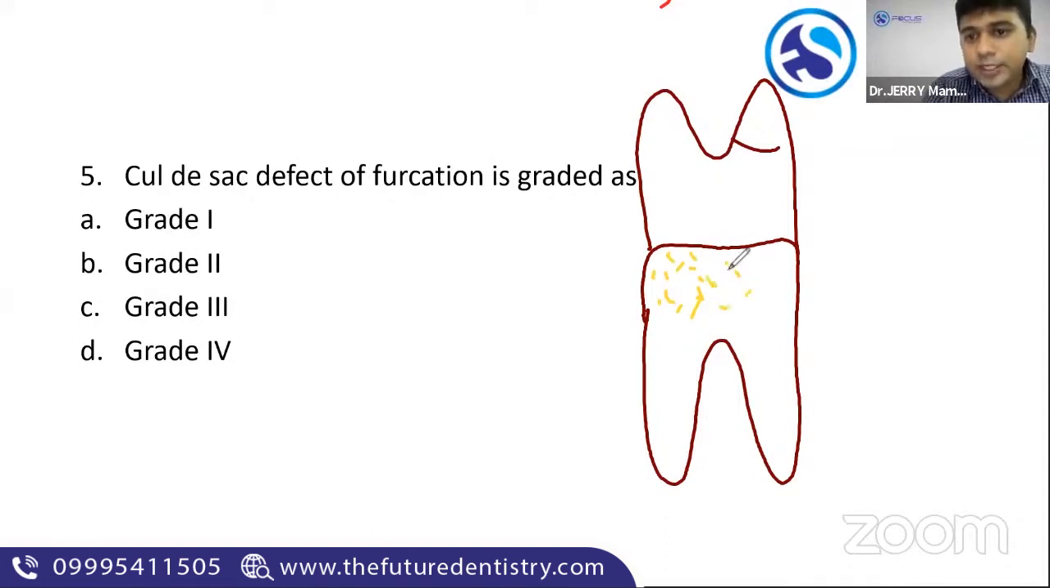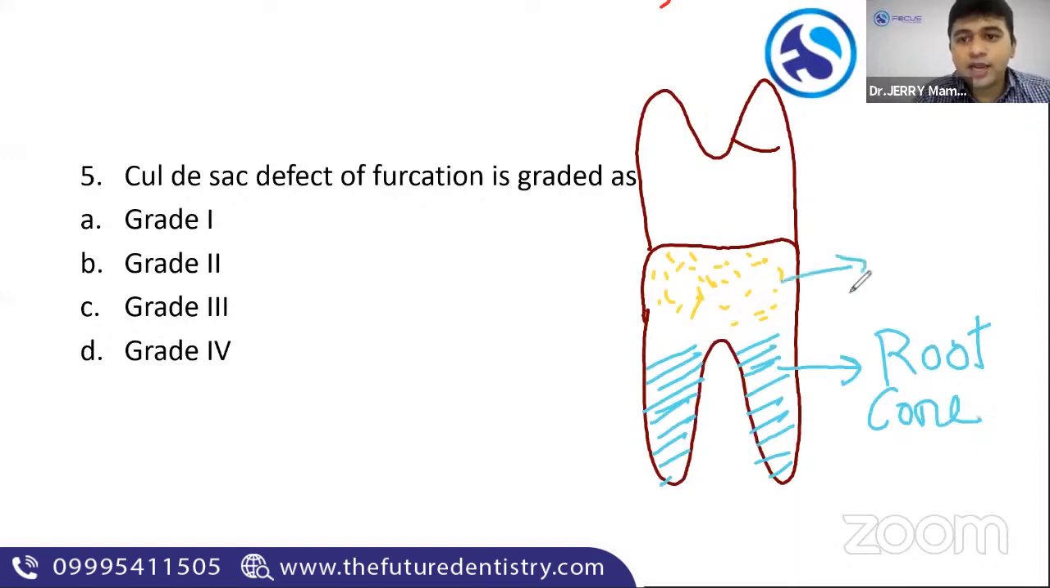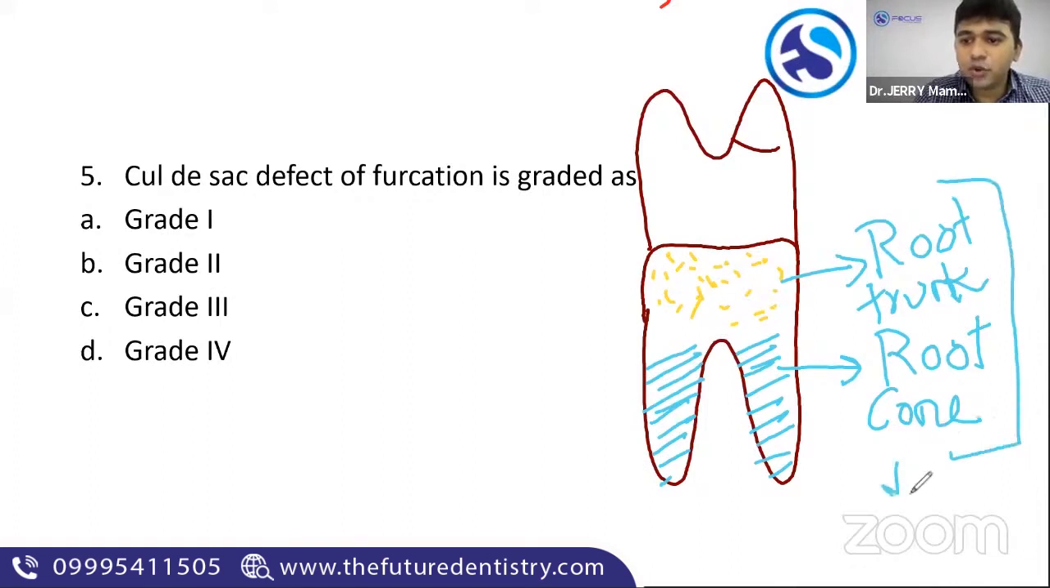This will get one color, and this we will give another color. So what is this area? This is the root cone. What do you call this area where there is no division? There's no furcation extending into that area. That is known as the root trunk. Very good. Together, these two are known as the root complex.